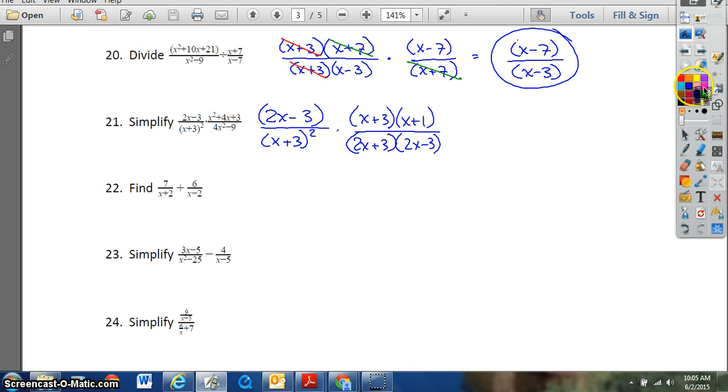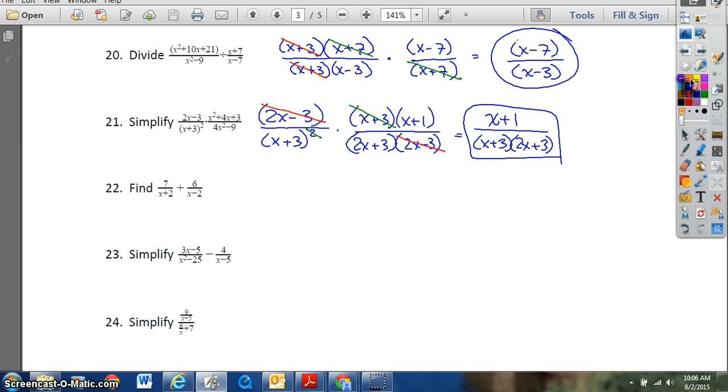Again, let's match up. Okay, so 2x minus 3 with 2x minus 3, ciao. We'll see you later. This x plus 3 cancels out my square, leaving me with 1 x plus 3 on the bottom. And that looks like all I'm going to be able to cancel out there. So my final answer here is x plus 1 over x plus 3 times 2x plus 3.